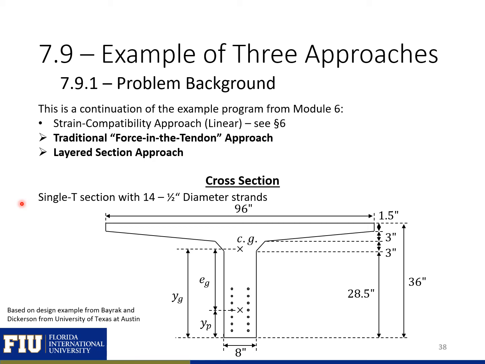The section in this example is a single T with 14 half-inch diameter strands. And this example problem is based on a design example that was completed by Dr. Bayrak and Dickerson from the University of Texas at Austin.